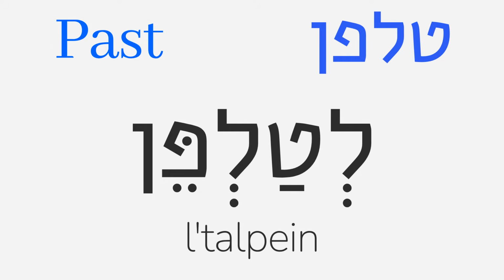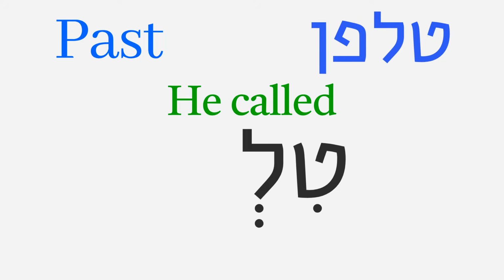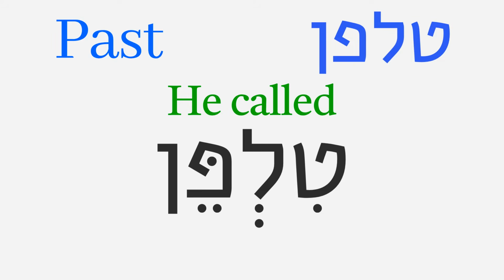Now let's see the past tense of 4-letter roots in the PL, this time with the verb latalpen, to call on the phone. We know the hu form of the past tense will start with the first root letter tet with a hirik. The second root letter lamed will be put in with a schwa, followed by the third root letter pe with the dagesh and tsere that the second root letter of 3-letter roots has. The verb ends with the fourth root letter nun.